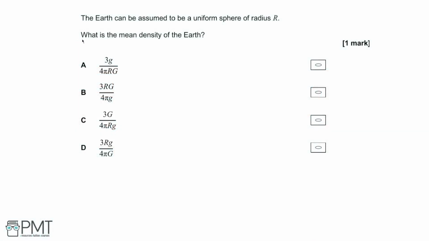This question is about gravitational fields and density. The question says, the Earth can be assumed to be a uniform sphere of radius r. What is the mean density of the Earth? In order to answer this question, we should look at the form of the answers. Specifically, we're told that the answer contains little g, the value of the gravitational acceleration. So what this means is that we probably want to use the formula for the size of g. So the size of g is given by gm divided by r squared on the surface of the Earth.